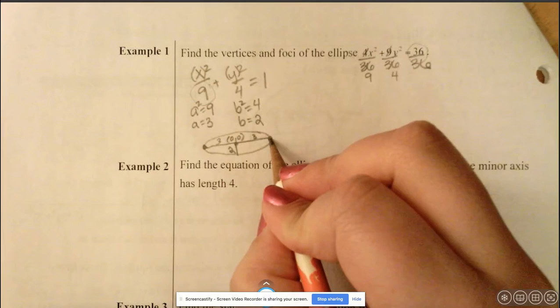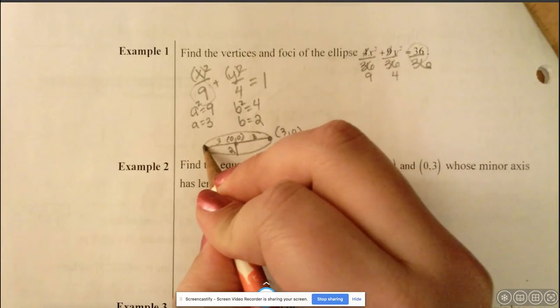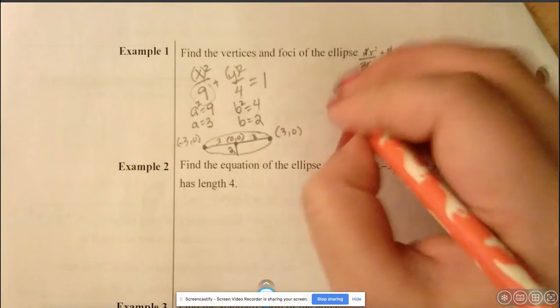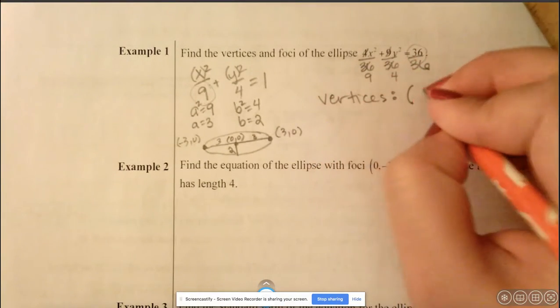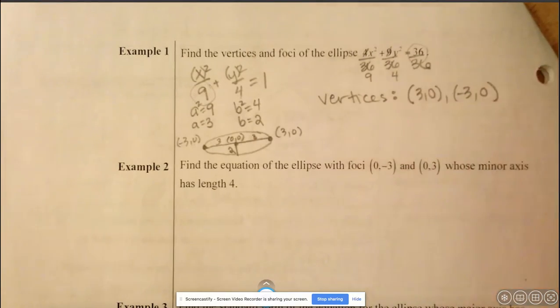This is an x value of 3, so this is 3, 0. This is an x value of 3, but to the left, so this is negative 3, 0. So the vertices are at 3, 0 and negative 3, 0.